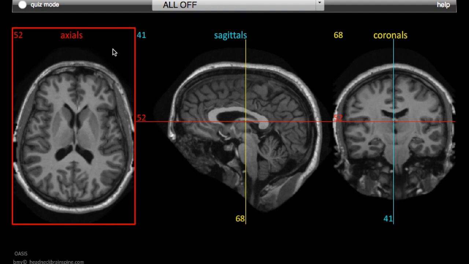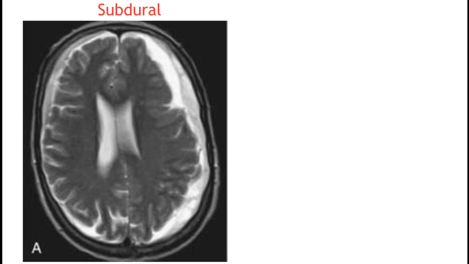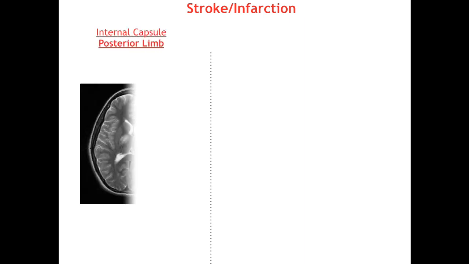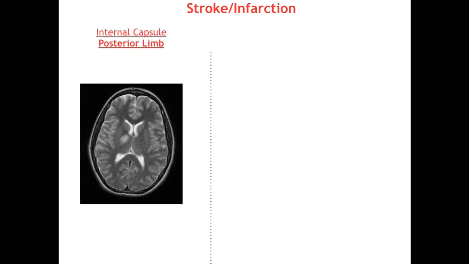For the high-yield correlates, we start off with the vascular lesions. Aside from the hematomas, which we've covered already, there are strokes and infarctions, which can be hemorrhagic or ischemic. A lesion of the posterior limb of the internal capsule is a favorite, like the one seen here, where the right posterior limb is implicated.